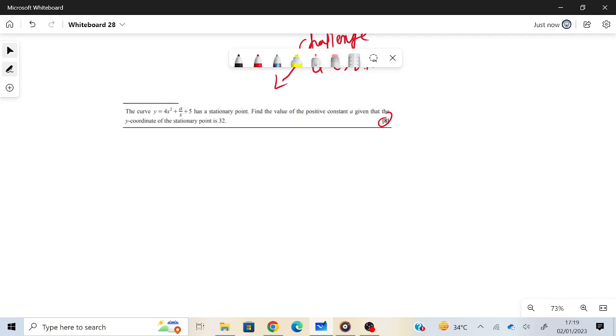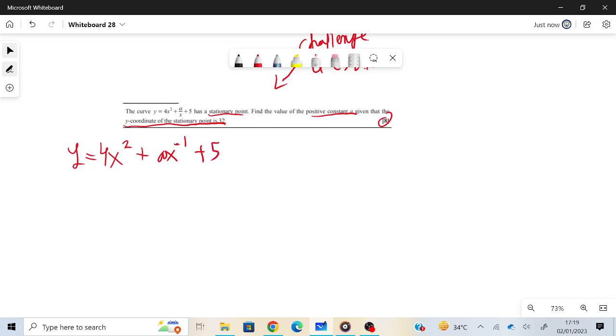So the question says the curve y equals 4x squared plus a over x plus 5 has a stationary point. Okay, good to know. Find the value of the positive constant a given that the y coordinate of the stationary point is 32. In the previous question they gave us the x coordinate. This time they made it harder and gave us the y coordinate instead. First things first, let's rewrite our equation. We can say that y is 4x squared plus ax to the power of minus 1 plus 5.